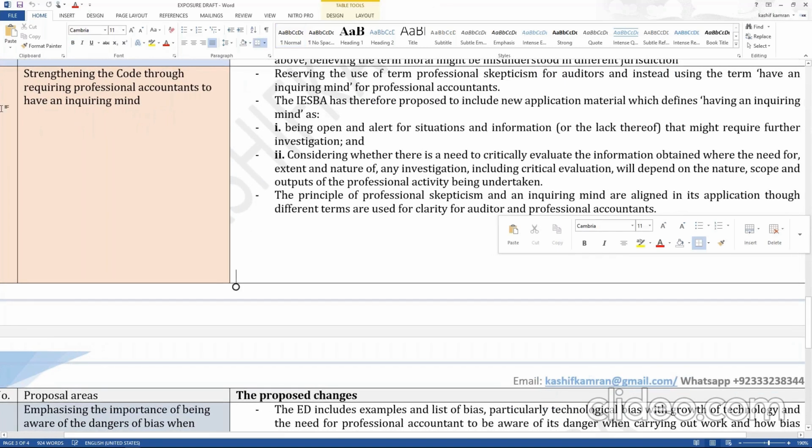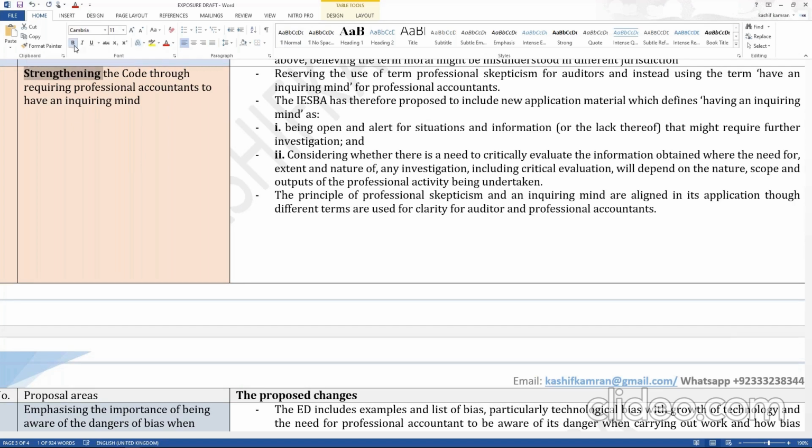Now, on your screen, if you look at the fourth area, which is very, very important, the fourth area looks at strengthening the code by requiring professional accountants to have an inquiring mind. The code of conduct has been changed to require professional accountants to have an inquiring mind.